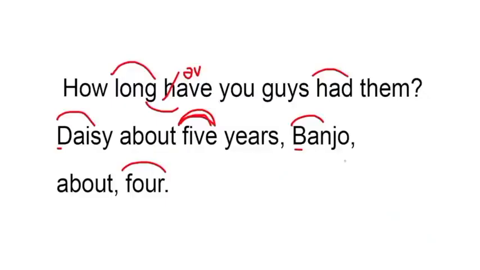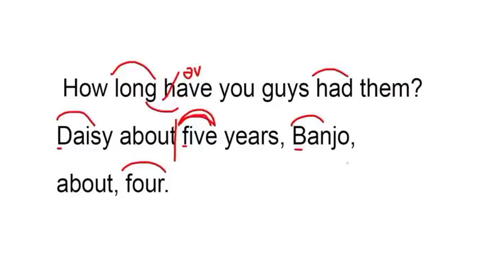Daisy, about 5 years. About, with a stop T, because the next word begins with a consonant. About 5 years. The intonation for the word years is a little high and he holds it out a little bit. That says to me that it's an estimate. It's like not exactly 5 years.